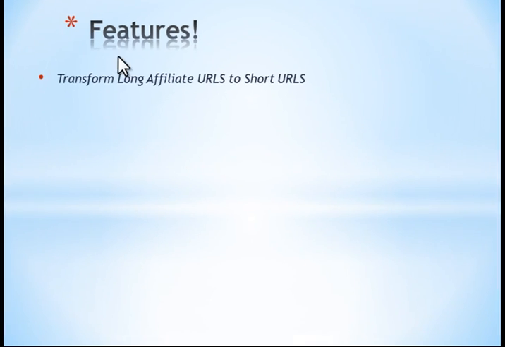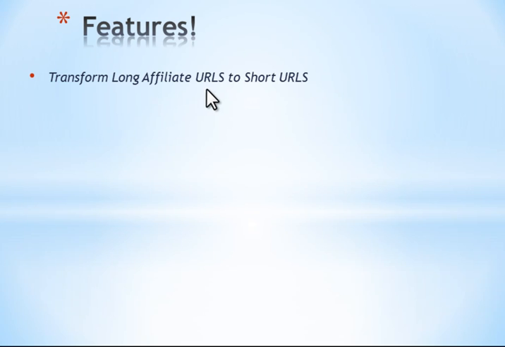Okay, so you can transform long affiliate URLs into short URLs, like the link you're on right now from the Warrior Forum, it's quite long. Okay, you don't really want to be putting that into emails, so you could create a really short URL, and it will redirect to the Warrior Forum, whatever you're promoting.